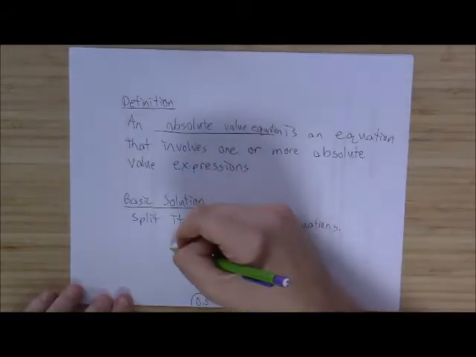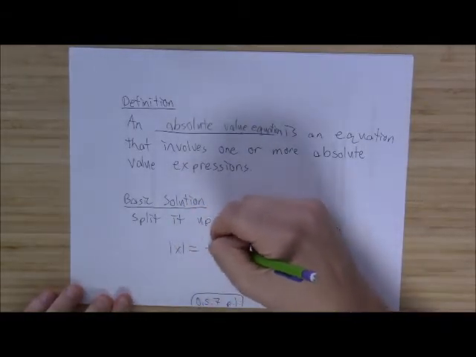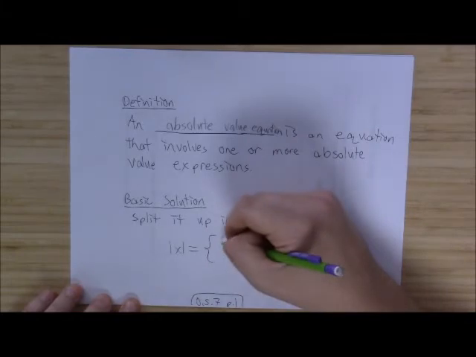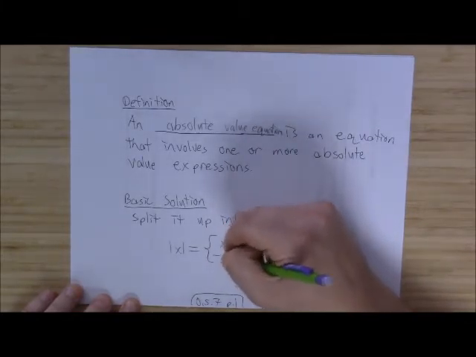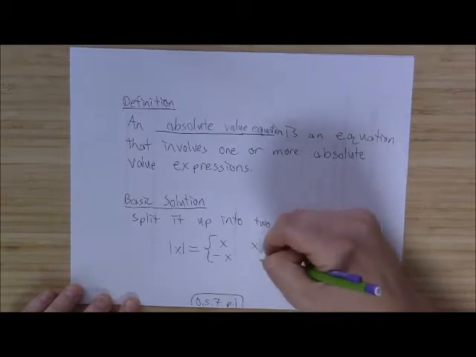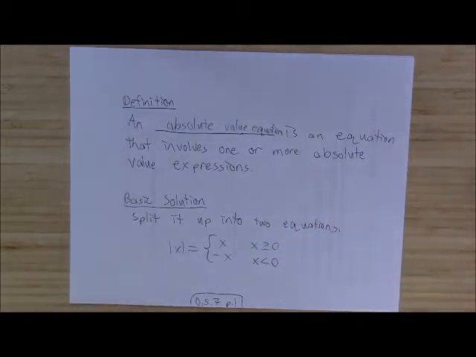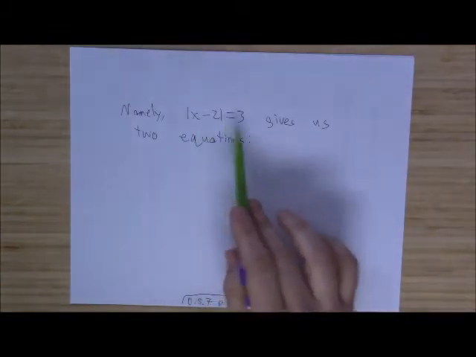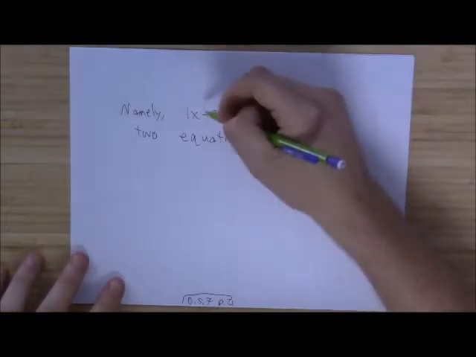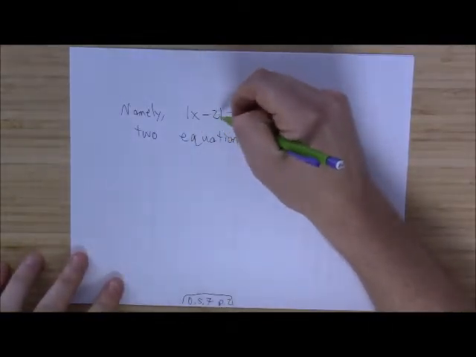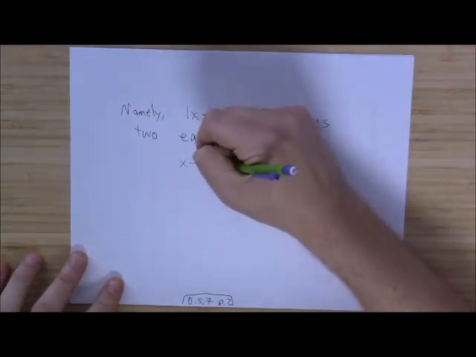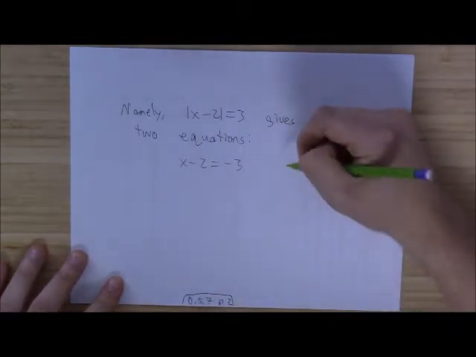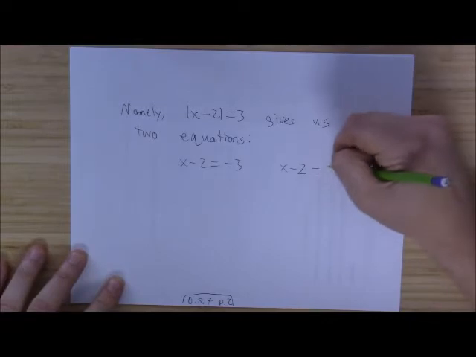Namely, we know that the absolute value of x, we haven't used this a bunch, but it's worth noting again, is defined to be either positive x or negative x, depending on whether x is greater than or equal to 0 or x is less than 0. Namely, if we're to solve the absolute value of x minus 2 equals 3, this actually gives us two equations. That is, x minus 2 could be negative, in which case x minus 2 would have to equal negative 3, because its absolute value is 3, or x minus 2 could be positive, in which case it would have to equal positive 3.